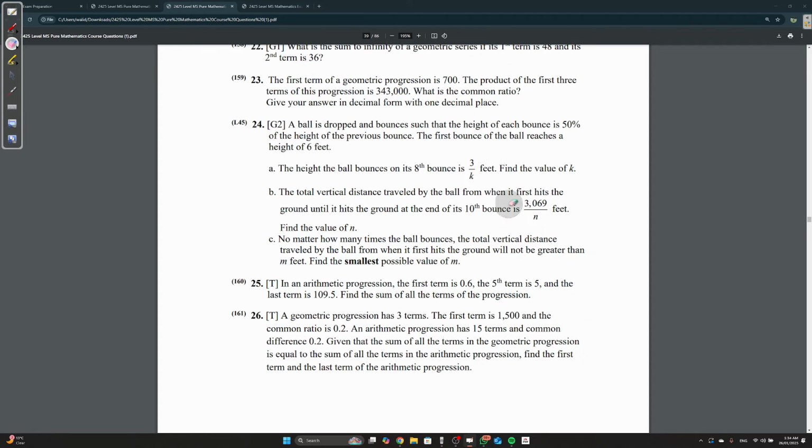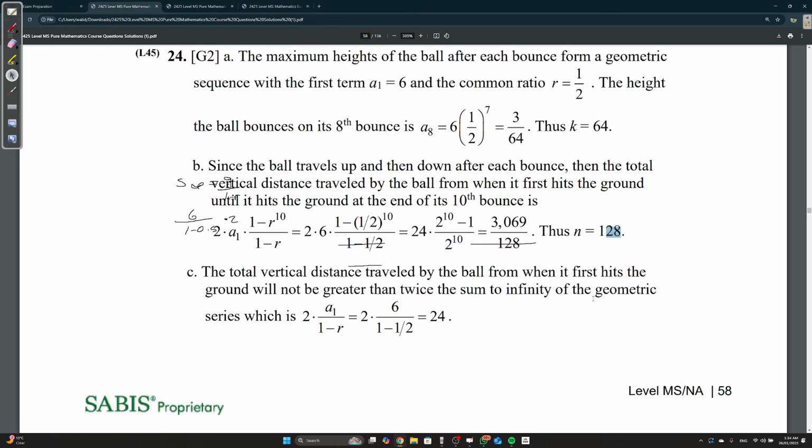No matter how many times the ball bounces, what's the total vertical distance? Find the smallest possible value. So how many? No matter how many times, so an infinite number of times. What's that going to be equal to? G1 over 1 minus r. So it's going to be 6 over 1 minus 0.5. And don't forget, they're saying the total vertical distance, so you multiply by 2. So you should get 24.